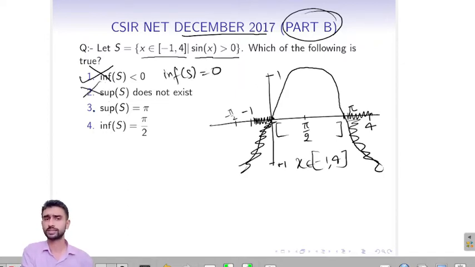Supremum does not exist. No, it is not correct. Supremum exists and supremum is pi. The third option says supremum is pi. Fourth option is also incorrect.